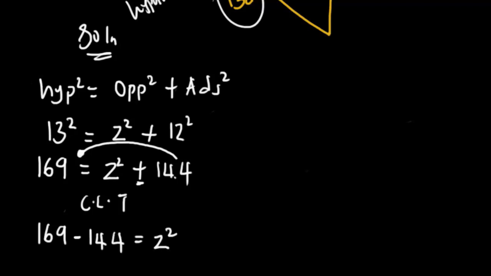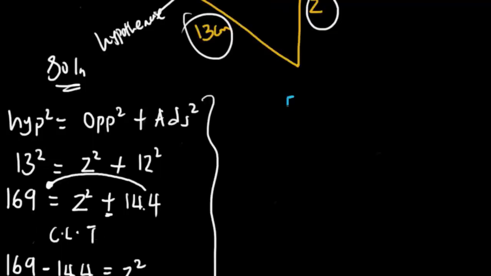Does this make sense? Now what is 169 minus 144? 9 minus 4 is 5. 6 minus 4 is 2. 1 minus 1 is 0. So I'm left with 25 equals z square, which implies that z square equals 25.